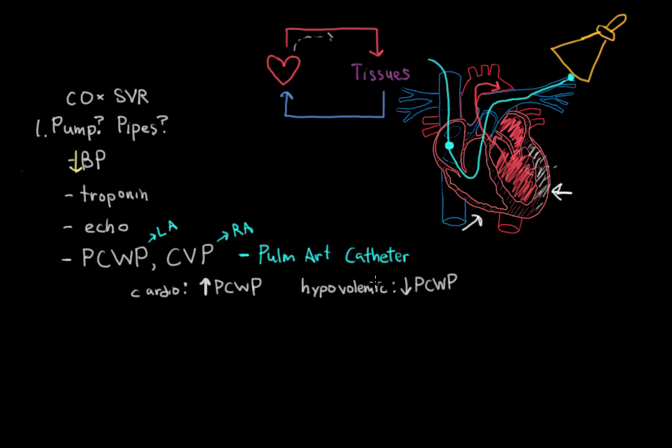And so this is just an example of how you can distinguish between types of shock. Okay, so we've looked at the pumps and the pipes. What else is important in shock? So the second thing I think about is oxygen. Oxygen's kind of a big thing. It's what we need to survive. So is the patient getting oxygen?